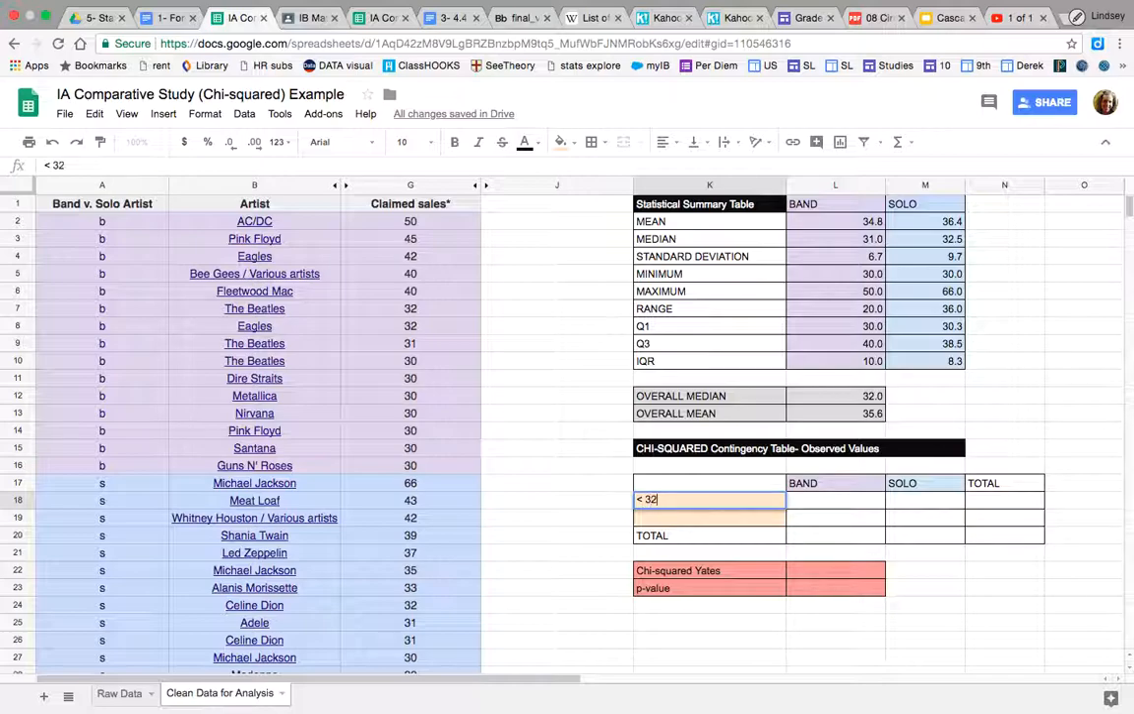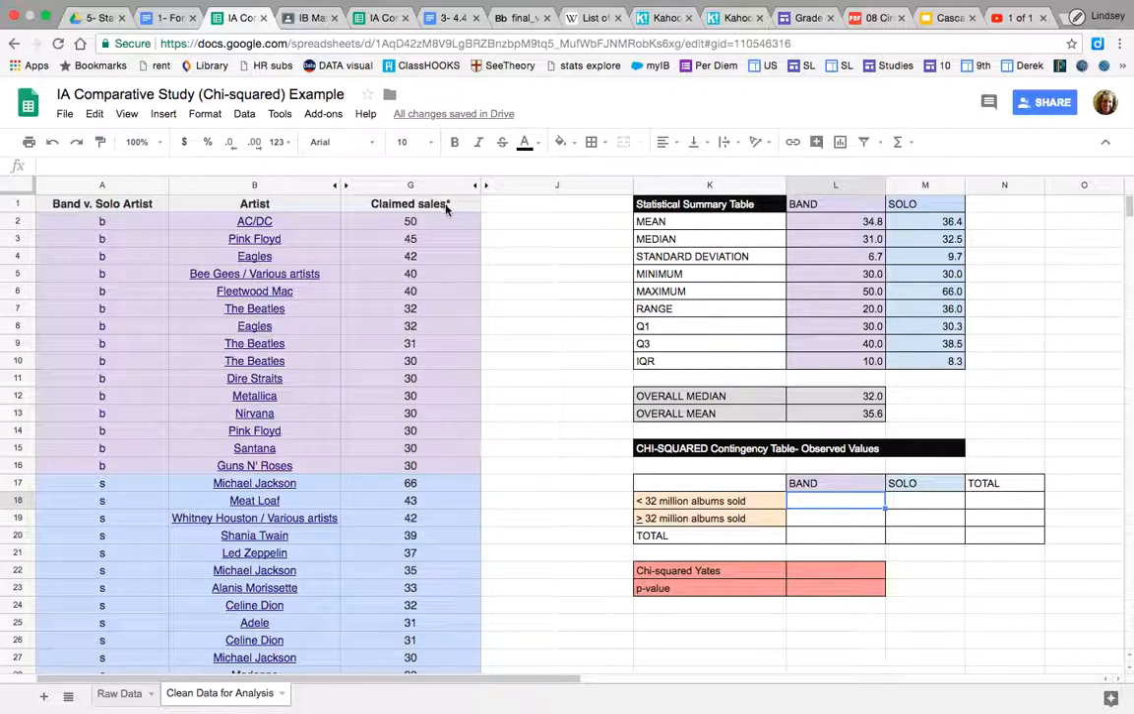So we're going to have this category be less than 32 million albums sold, and this one be greater than or equal to 32 million albums sold. And again, I chose to make this greater than or equal to, that's also what the sleep study did, but you could have said less than or equal to 32 million and then strictly greater than 32 million.